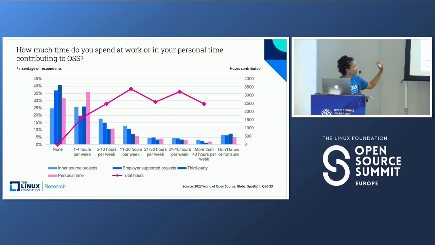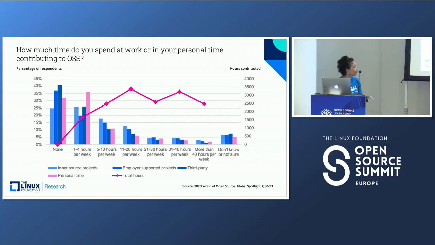And as you can see, there are differences, and most of the people are working on inner source projects, and then it's going down for third-party projects. The pink bar is showing personal time, so the amount of personal time that people are spending to contribute.